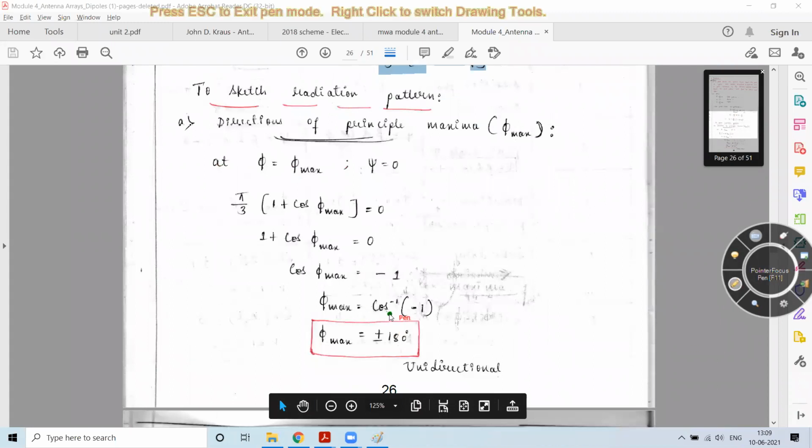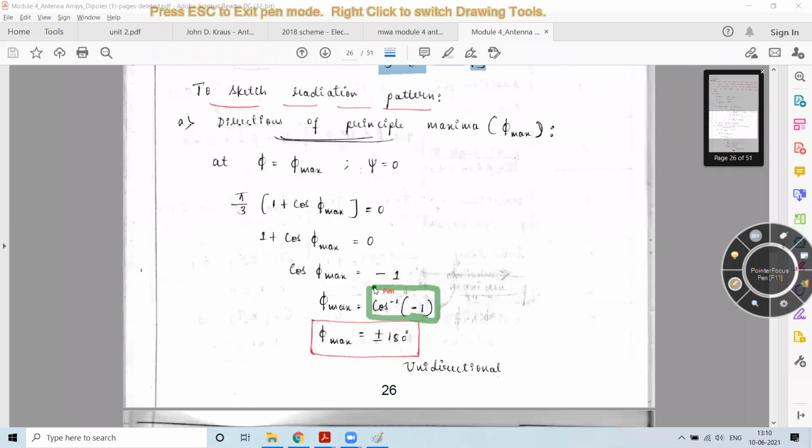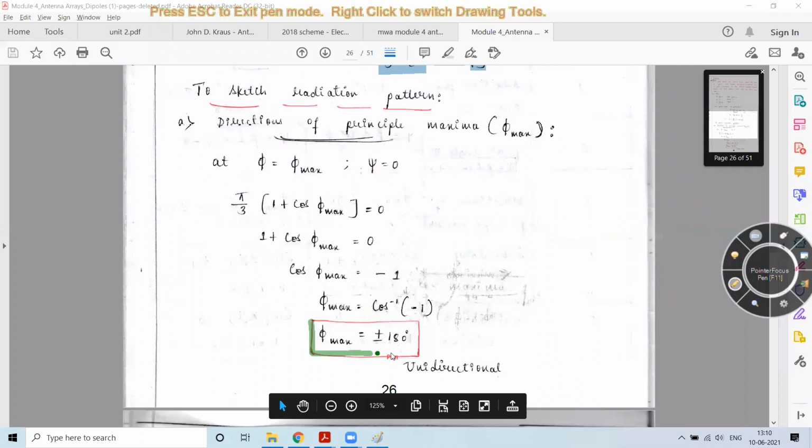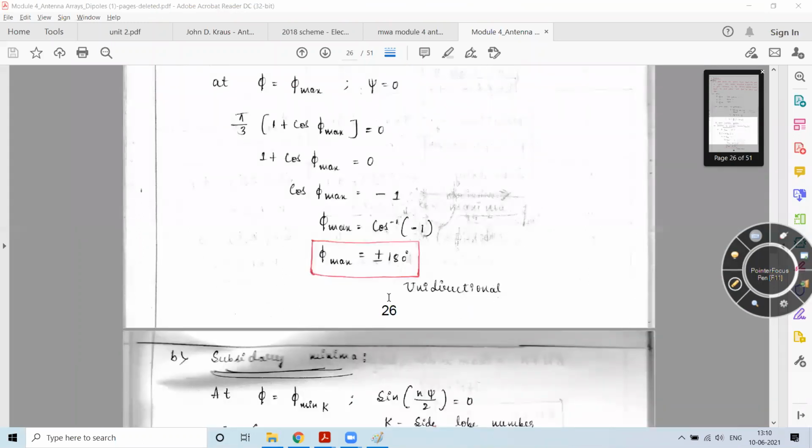So for what all values of angles can we have the value of cos as minus 1? When we simplify this, if you just observe, at 180 degrees we have cos equal to minus 1. So if I consider phi equal to 0, at 180 degrees I'll have a cos value of minus 1. At minus 180 degrees also, I'll have a value of minus 1. So here phi is maximum along plus minus 180 degrees, or plus minus pi radians. So this is the direction of maximum. So along plus minus 180 degrees, you have the direction of maximum. So we got one condition.